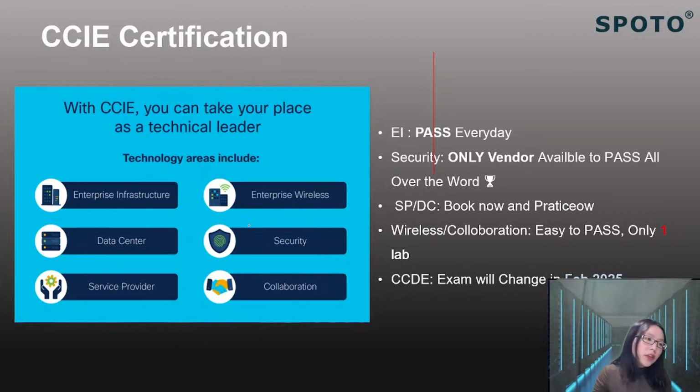Okay, so you can see with CCIE, you can take your place as a technical leader. Technology areas include enterprise infrastructure, wireless, security, DC, service provider, or collaboration. So which CCIE track do you want to pursue?